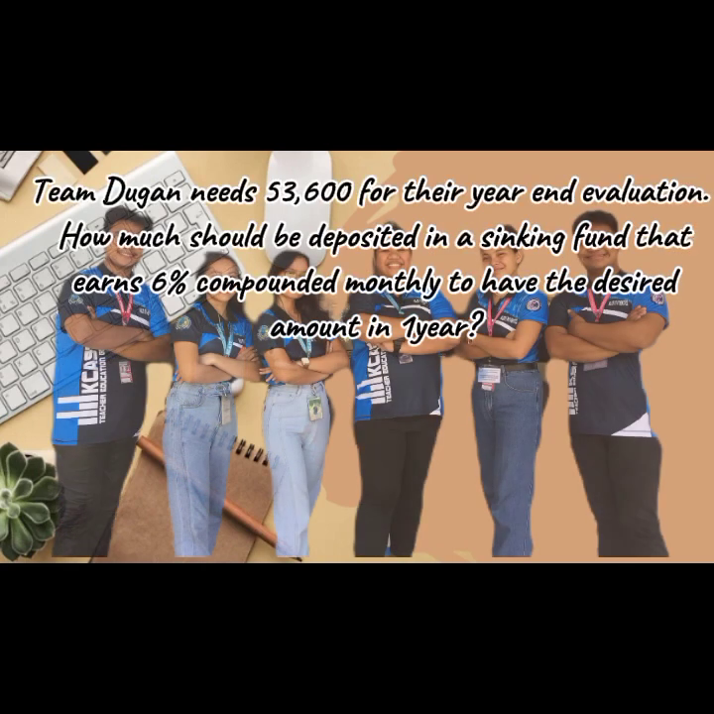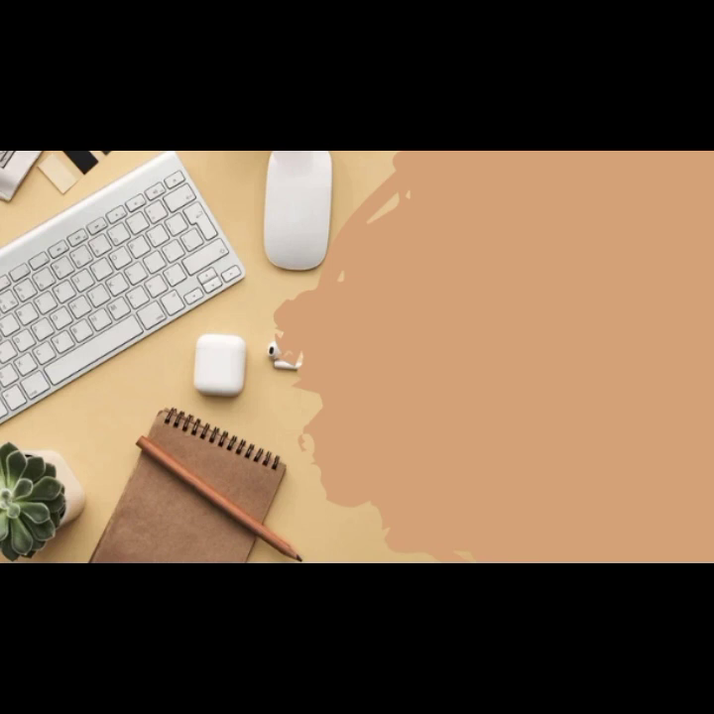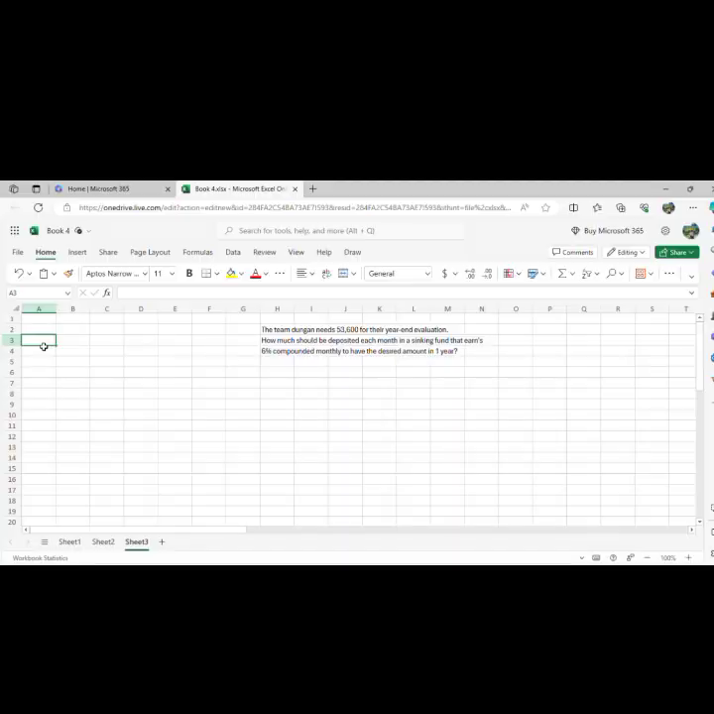So here's the sinking fund problem. Team Dunga needs 53,600 for their year-end evaluation. How much should be deposited in a sinking fund that earns 6% compounded monthly to have the desired amount in 1 year? And now let us use Excel in solving the problem.